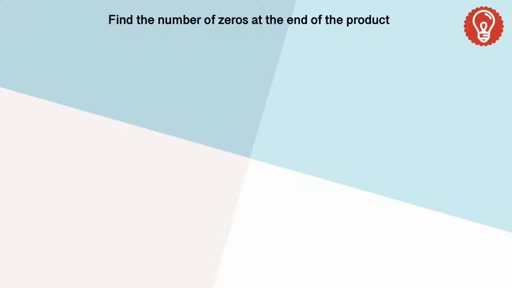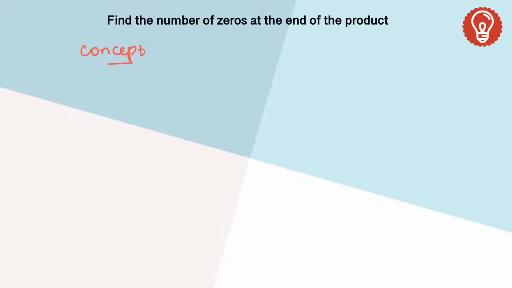To find the number of zeros at the end of the product, let's first understand the concept here. Let's say a number that is ending with 0 is 10. 10 when factorized, we can write it as 5 into 2. The smallest number that ends with 2 zeros is 100.